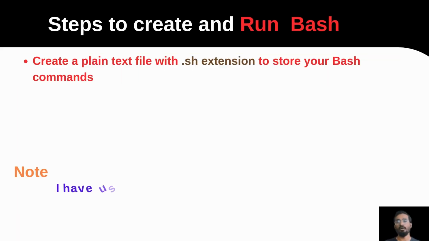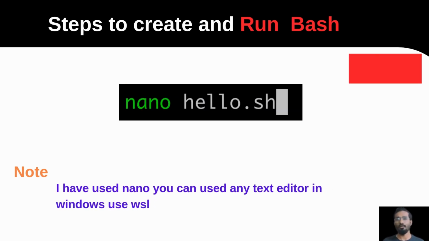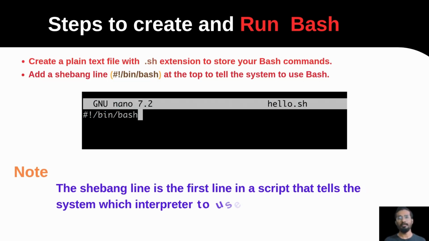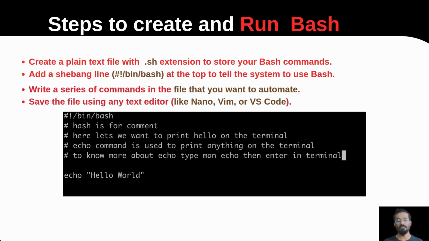Create a file with a .sh extension. It's not mandatory, but it's a recommendation to create it with a .sh extension so that you can know that it's shell scripting. Example, hello.sh. Start with the shebang. This tells the system to use the bash shell while running the script. Write your command. Let us assume we want to see some message on the terminal.